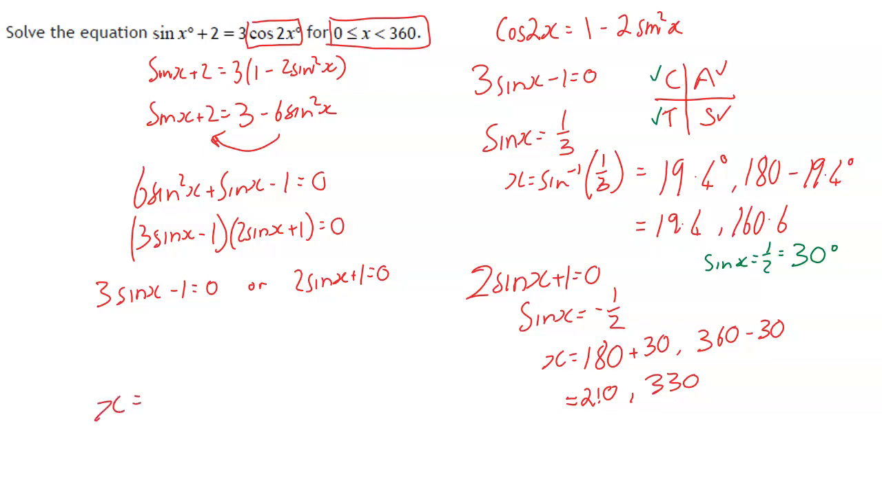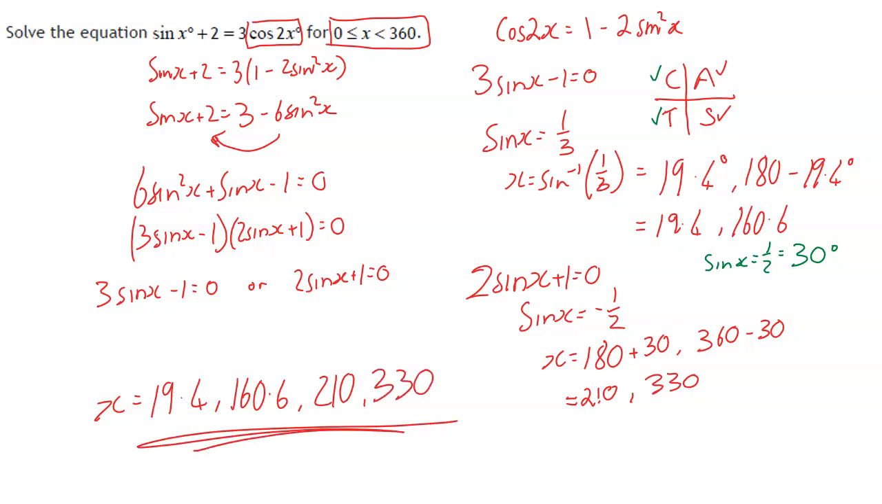So overall, let's just state them together so we've got nice clarity on the whole thing. x is equal to 19.4, 160.6, 210, and 330 degrees. So those are the 4 solutions that exist for that equation between 0 and 360 degrees. And if I were to plug any of these in for x, what I'll find is that it works out.